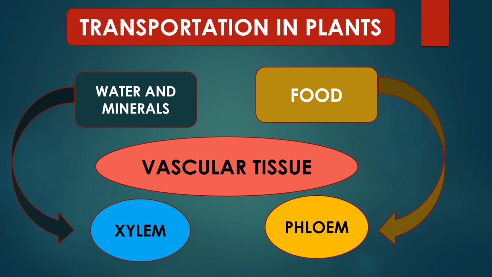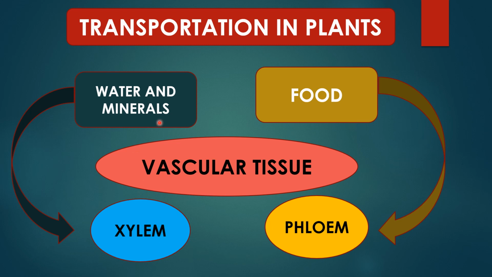Now let us talk about transportation in plants. Plants transport water and minerals as well as food. To transport all this material in the plants, we need vascular tissues. We have two different types of vascular tissues, xylem and phloem.